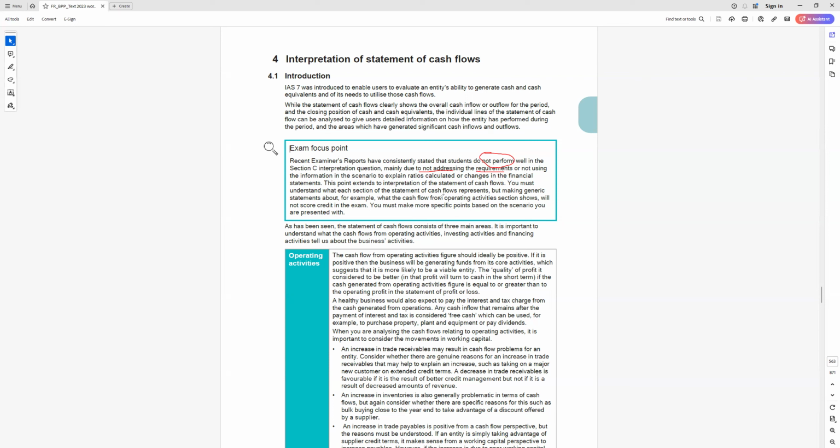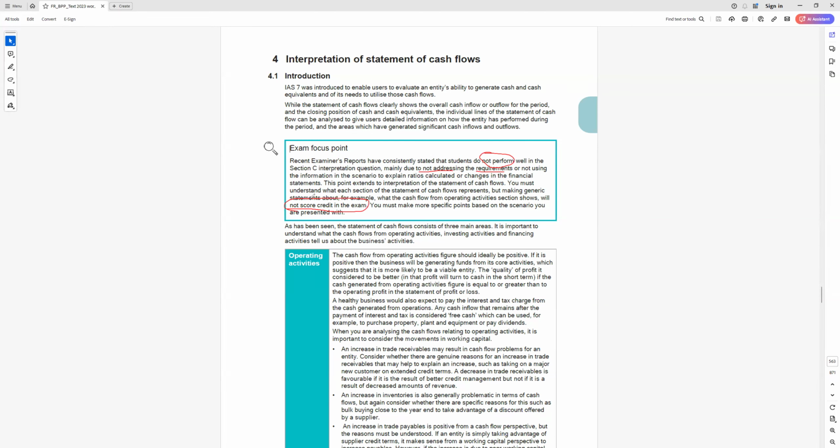For example, if the cash flow from operating activities shows 200,000 positive, they write that the cash flow shows 200,000 positive. But this will not score any credit in the exam, because when you explain, you have to say something that you didn't say yet. If I just say the cash flow from operating activities is 200,000, it doesn't mean anything. I have to explain in detail: why it is positive, what the reason behind this positive cash flow is, and what the implication of that is.